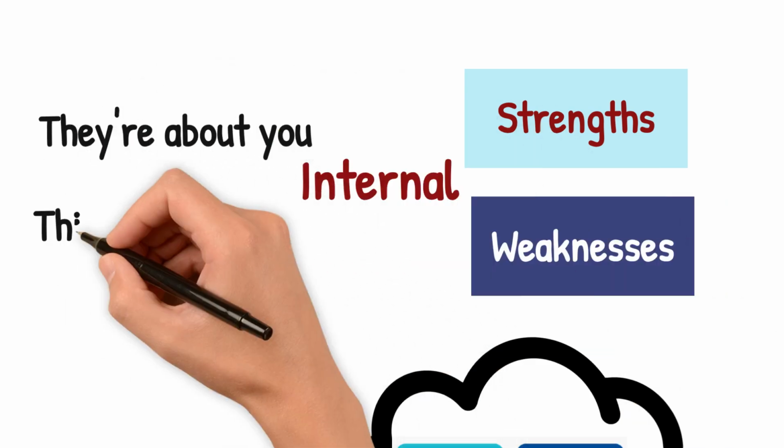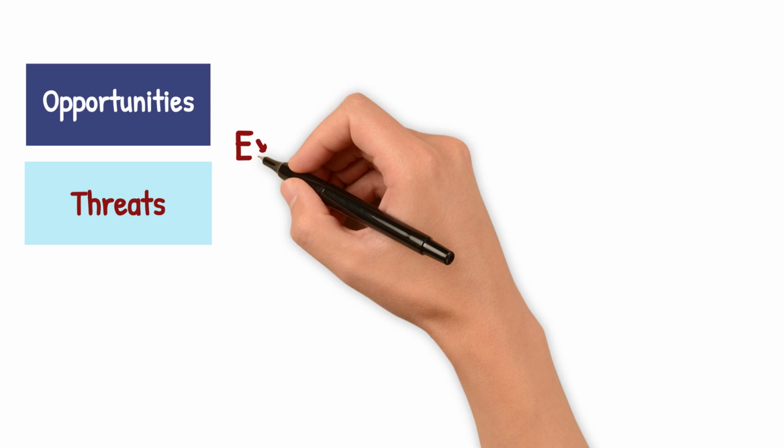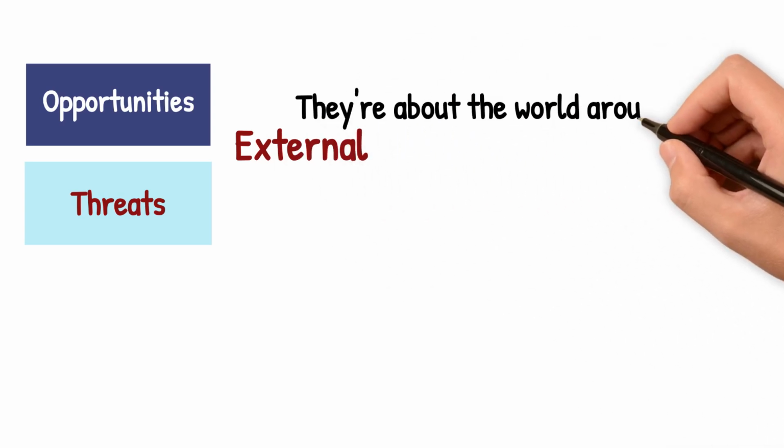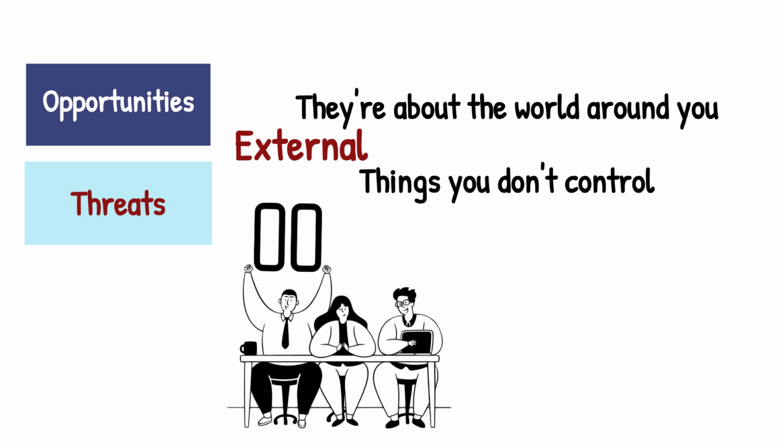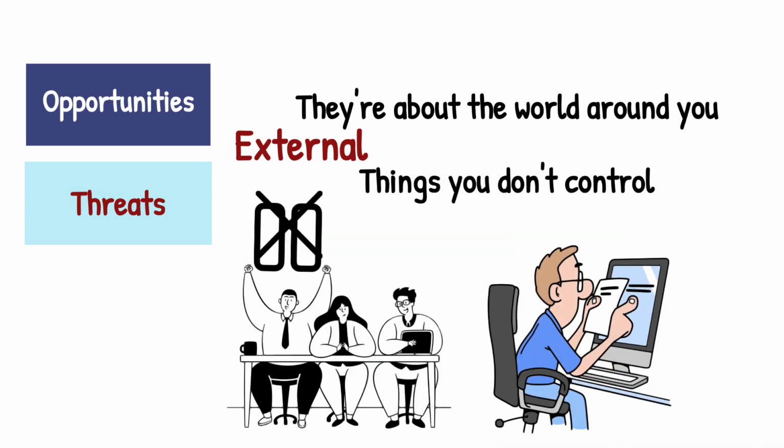Now here's the part people miss. These four boxes are not equal. Strengths and weaknesses are internal. They're about you, things you control. Opportunities and threats are external. They're about the world around you, things you don't control. Most people fill in the internal boxes and stop. That's how strong companies get blindsided.